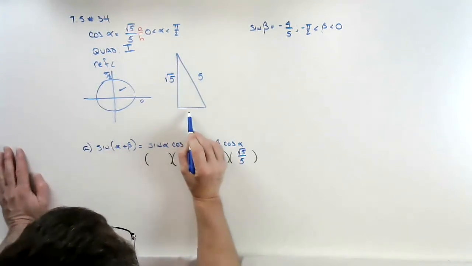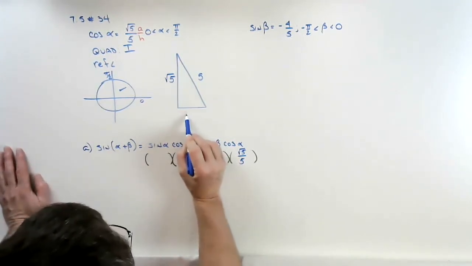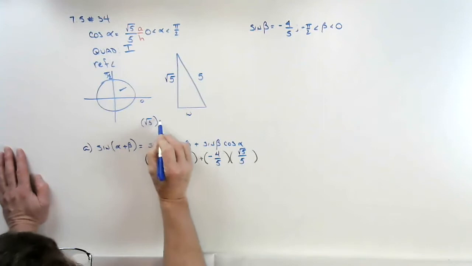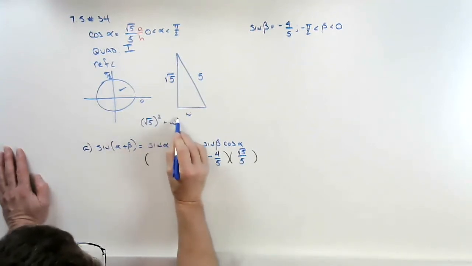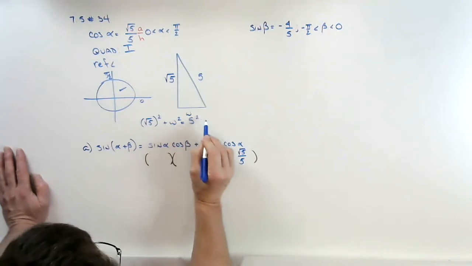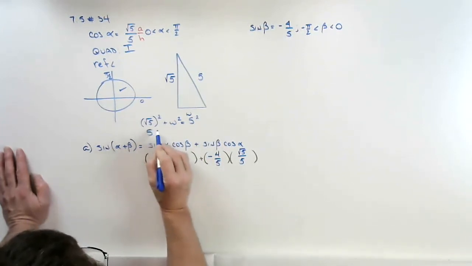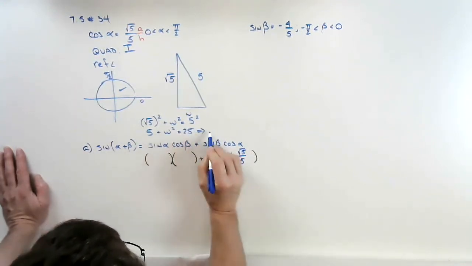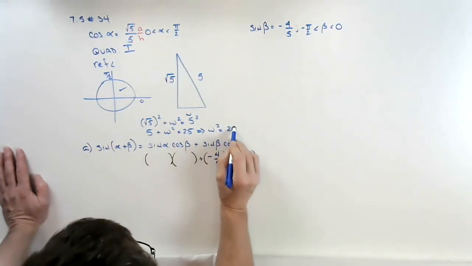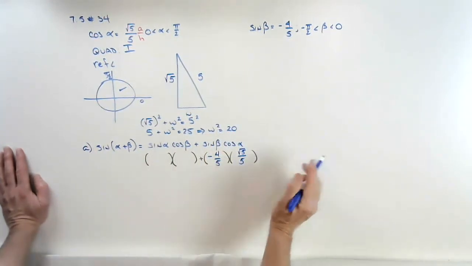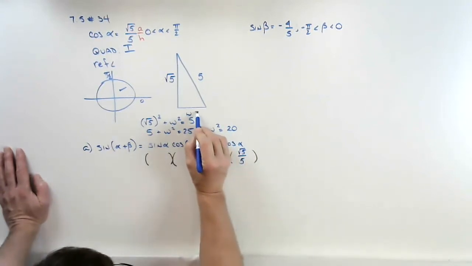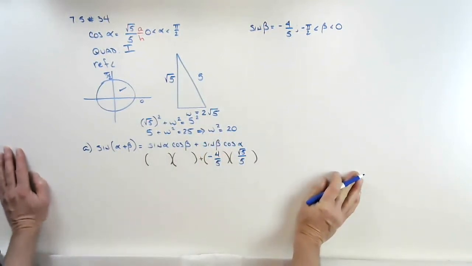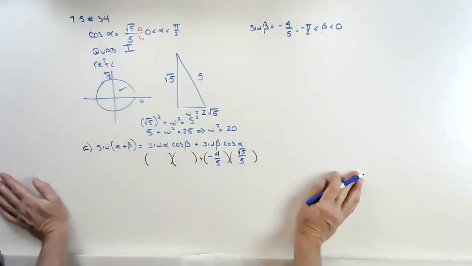Now, this side here, I need to know what this is, right? So we'll call this W, and we're going to do the Pythagorean theorem. The square root of 5 squared plus W squared equals 5 squared. So 5 plus w squared equals 25. That tells me that w squared equals 20. And if we take the square root of 20, we get 2 root 5. So that's w right there. So I've found all 3 sides of my triangle.